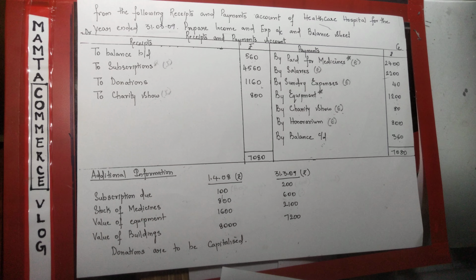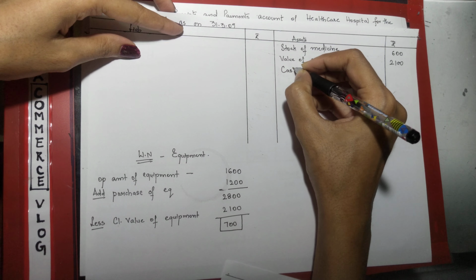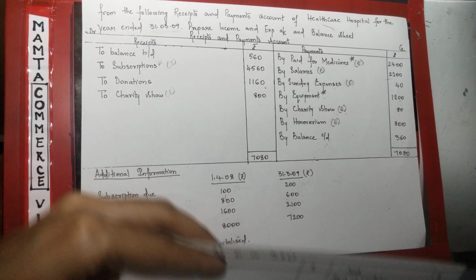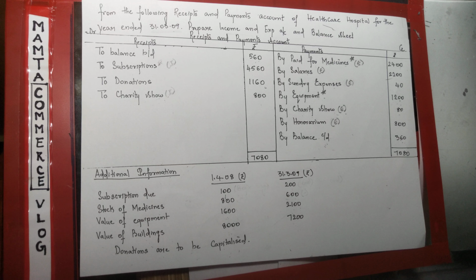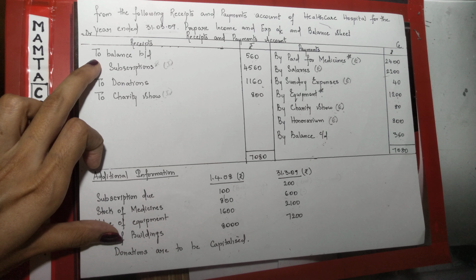Next, this is the closing cash amount of 360, which we will write on the asset side. So on the asset side here I am writing cash as 360, as it is an asset. Next, we will move to the receipt side, and we have the opening balance of cash. We have already written this.